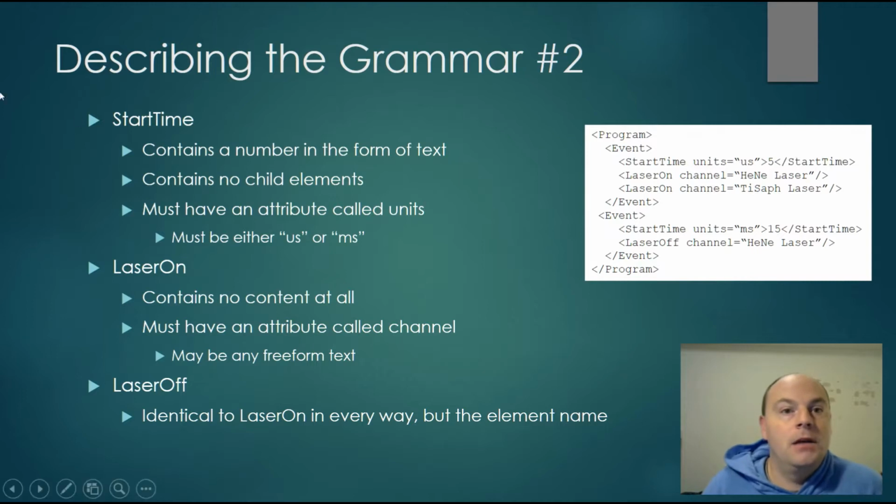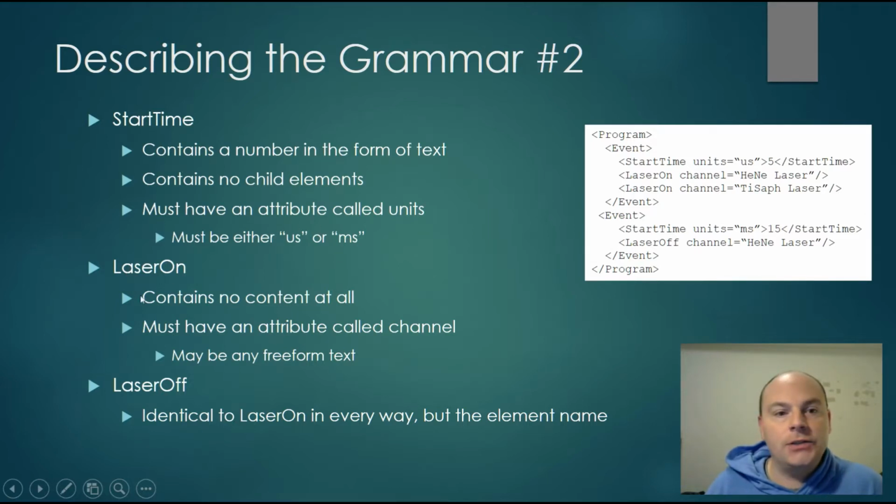Start time is an element, right? It contains a number in the form of text. So inside the content, the thing in between these, there's a number 5, which is in the form of text, but it's only a number. It's only ever going to be a number. Start time has no child elements, so there are no tags or elements inside of there. Remember, this gets into what's inside these things. And it must have an attribute that we called units. And those units might be the word US for microseconds or MS for milliseconds. Okay, cool. And that's all the rules for start time.